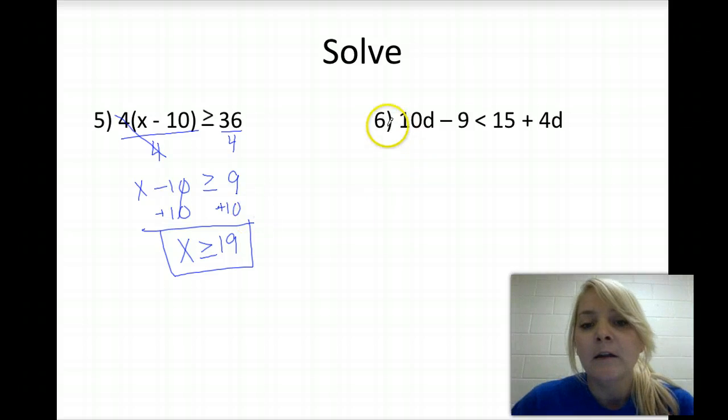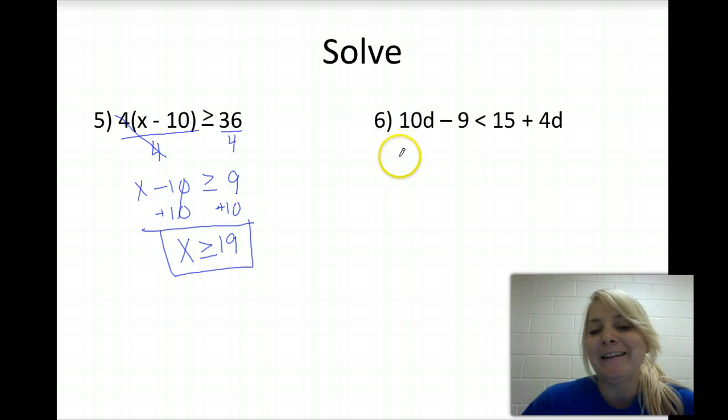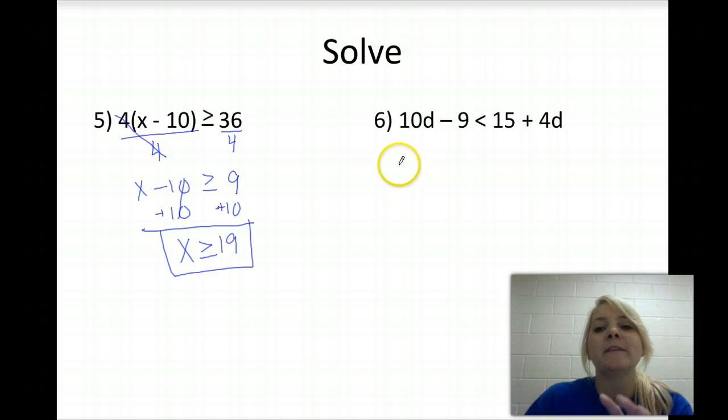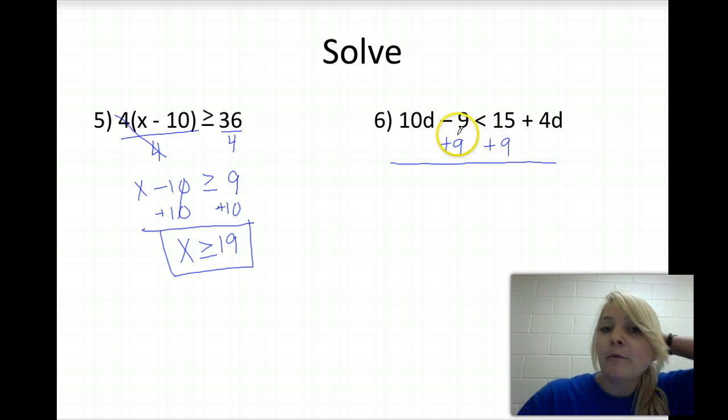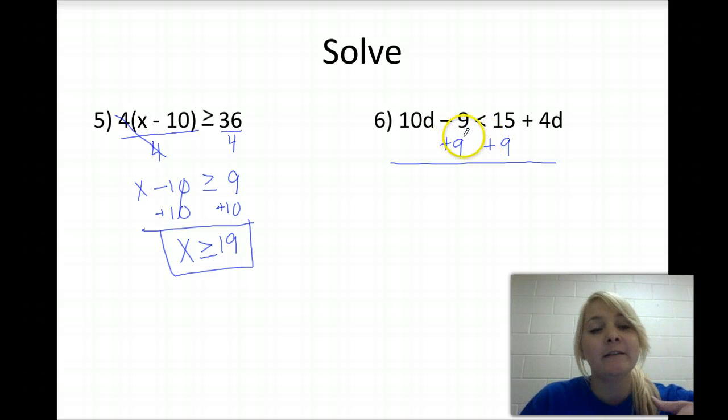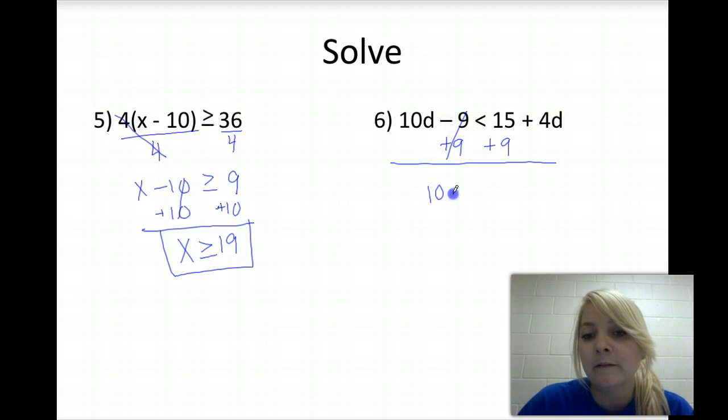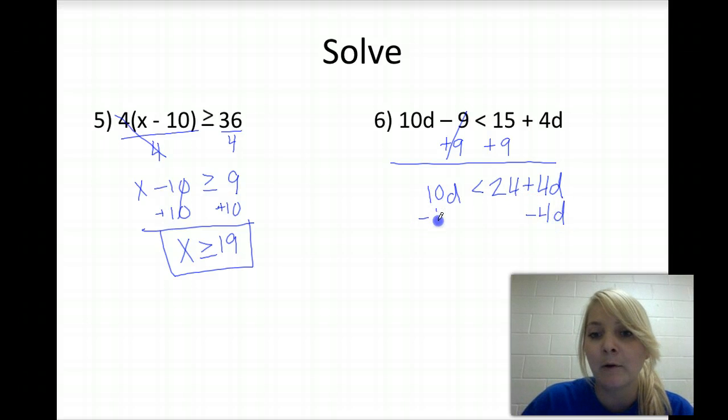All right, for 6, we have 10d minus 9 is less than 15 plus 4d. So we want to get all our like terms on the same side. So we want that negative 9 and 15 to be on the same side. So I'm going to go ahead and add 9 to both sides. And once again, going back to those properties that we looked at, this is using the addition property of equality. So we're balancing that inequality. So we get 10d is less than 24 plus 4d. I'm going to move the 4d over by using the subtraction property of equality.